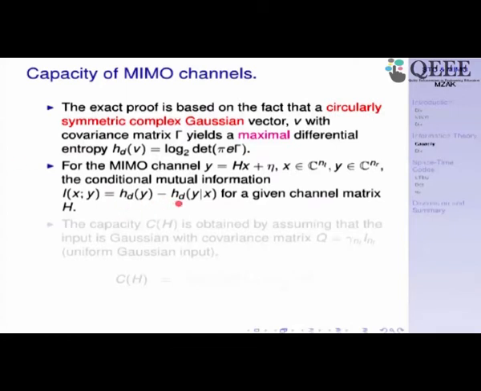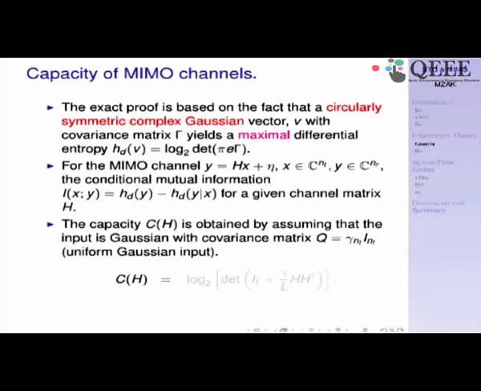Substituting back in this formula, we have h(Y) and h(Y given X), and then using the covariance Q as gamma over NT times identity, that's how we actually get the derivation of the capacity of a fixed MIMO channel for an arbitrary H. So what we had derived for L parallel channels, assuming a matrix notation, actually holds for the general case also. Again, remember, this is for a fixed MIMO channel.